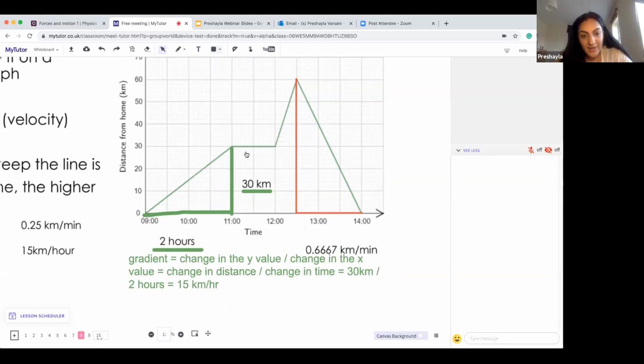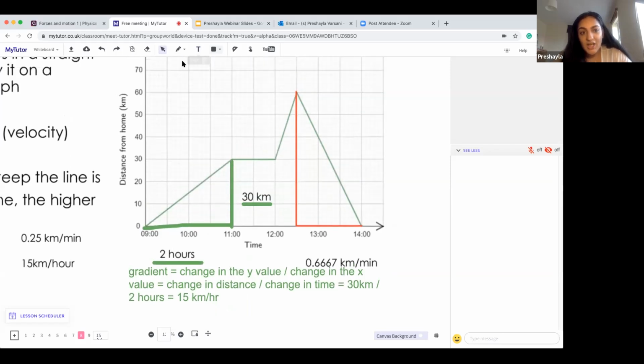Now, for the next part of the graph, this flat section in pink, you can see that there is no change in y. From here to here, there is no change in distance. Therefore, a straight flat line means that they're at rest, they're not moving. If we have a flat line on a distance time graph, although time is still going forwards, they're not moving anywhere. And therefore, the velocity is 0. It has a 0 gradient.